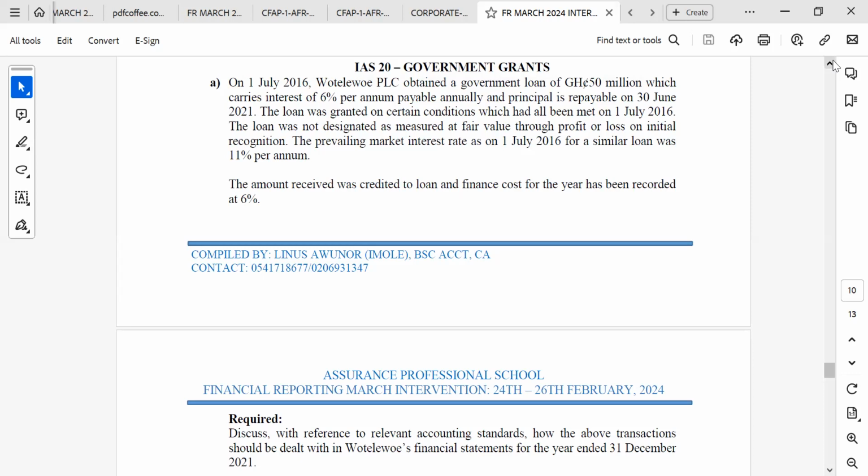How do we find the fair value of the loan? It's just like the way you do the splitting. We find the present value of all the cash flows that the company will be paying under the loan. So the loan was given on 1st July, and it will be repayable on what? 30th June 2021. How many years is that? 5 years. So you see that the company will be paying interest for 5 years.